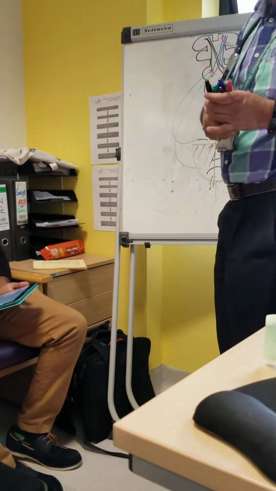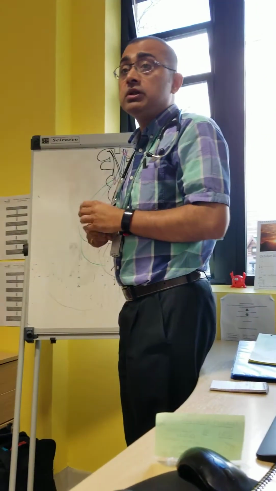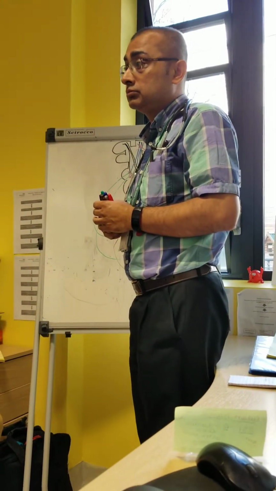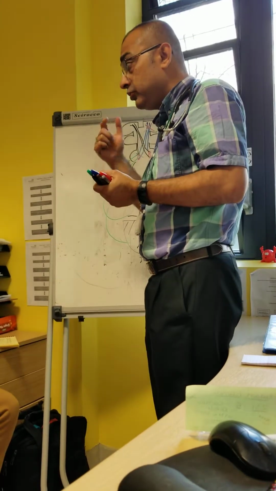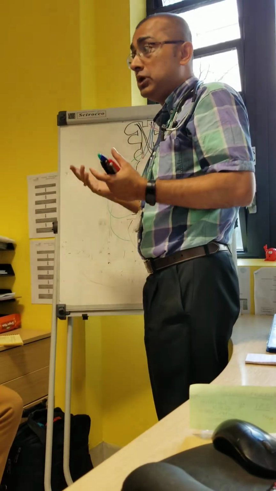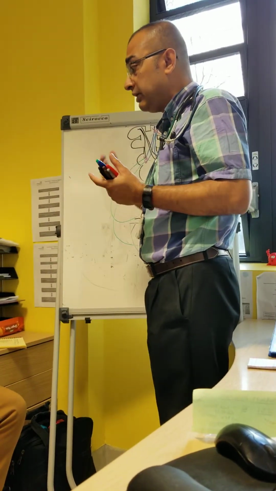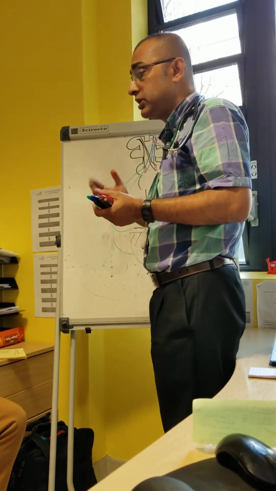So that's the 7th. What about the 8th cranial nerve? What are the common symptoms? Vertigo, loss of hearing, and problems with vertigo or disequilibrium syndrome. Okay, we have discussed that. What is disequilibrium? What is vertigo?